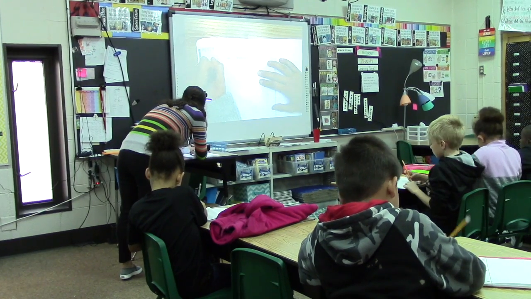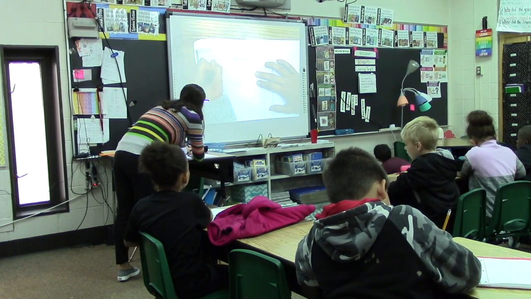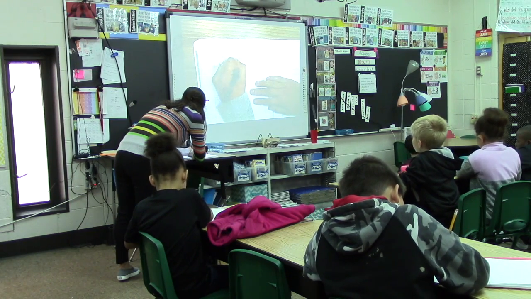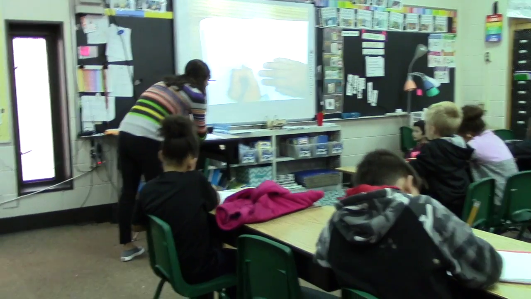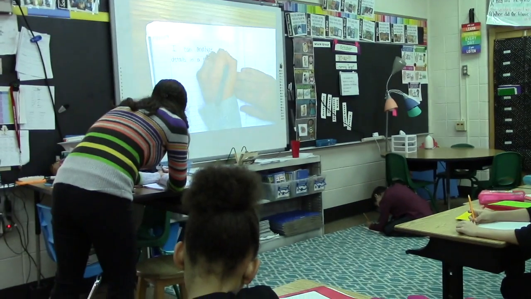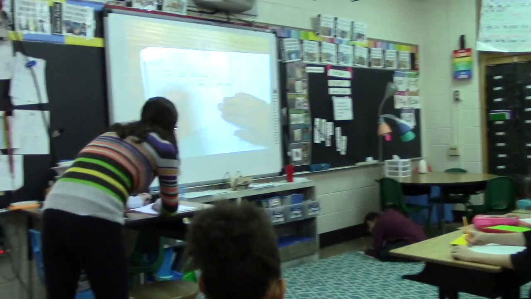Okay, the 5. So based on what we know, the 1 will stay the same. The 5 is either going to change or stay the same. Are we going to round up or are we going to keep it at 5, Gabriella? Round up.